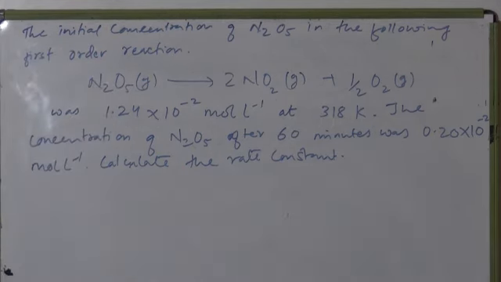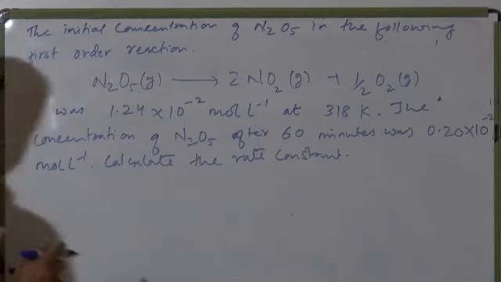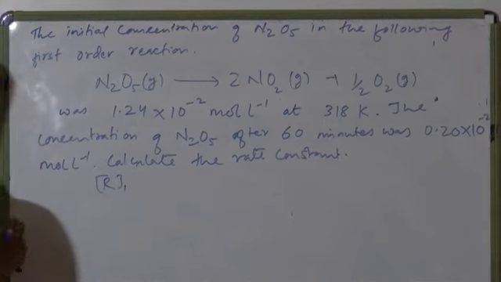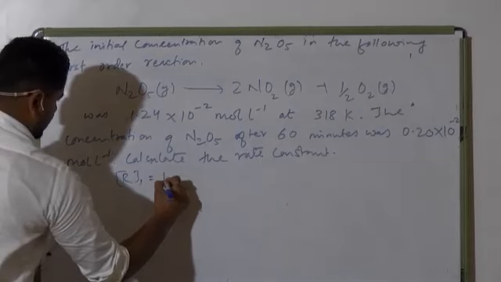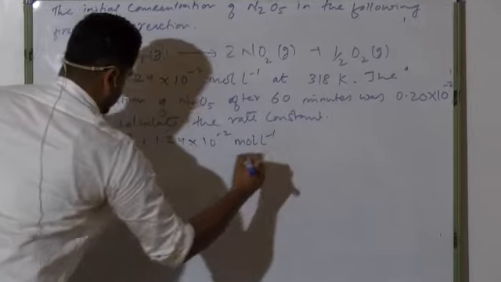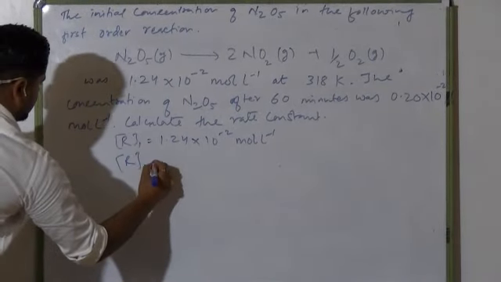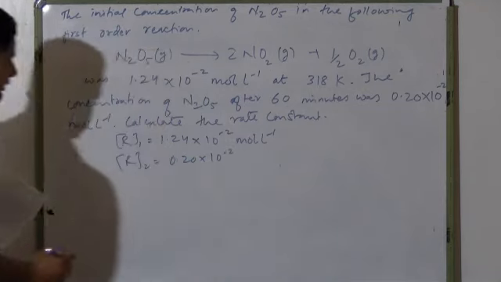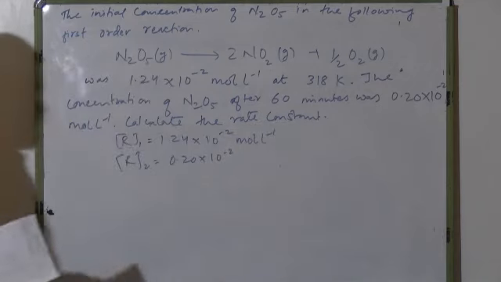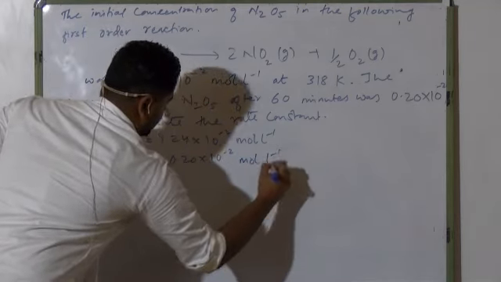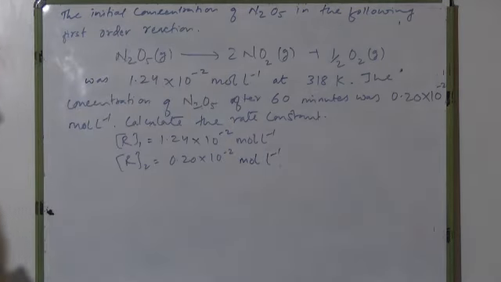So we'll use that second formula. Let me write like this: R1, that is initial concentration, given is 1.24 into 10 to the power minus 2 mole per liter. R2 is given, so this R2 is 0.20. The formula is same, don't get confused with that formula and this formula. Both the formulas are same. I think all this expression has already been given in your previous class.